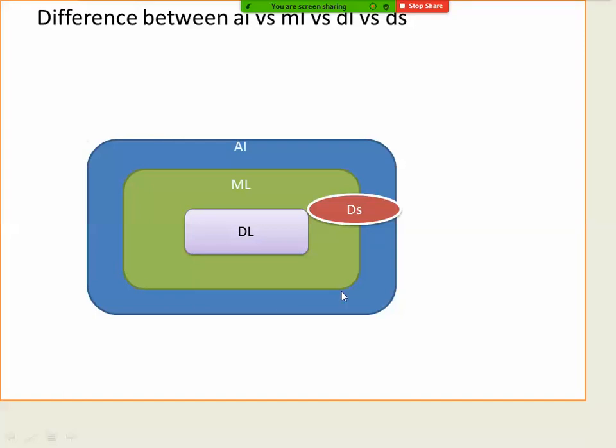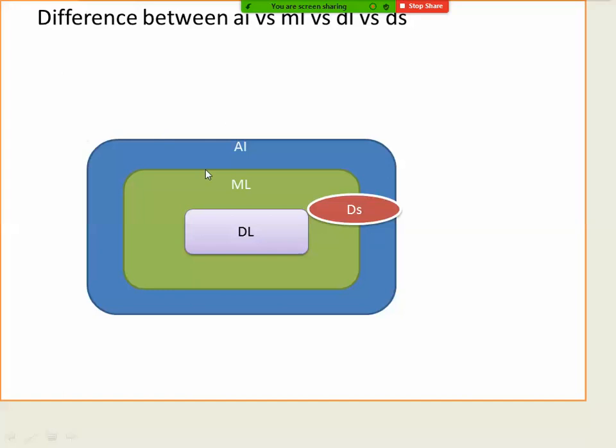Now, number two, machine learning. Machine learning is a subset of artificial intelligence. Machine learning provides some statistical tools to explore and expand the data.